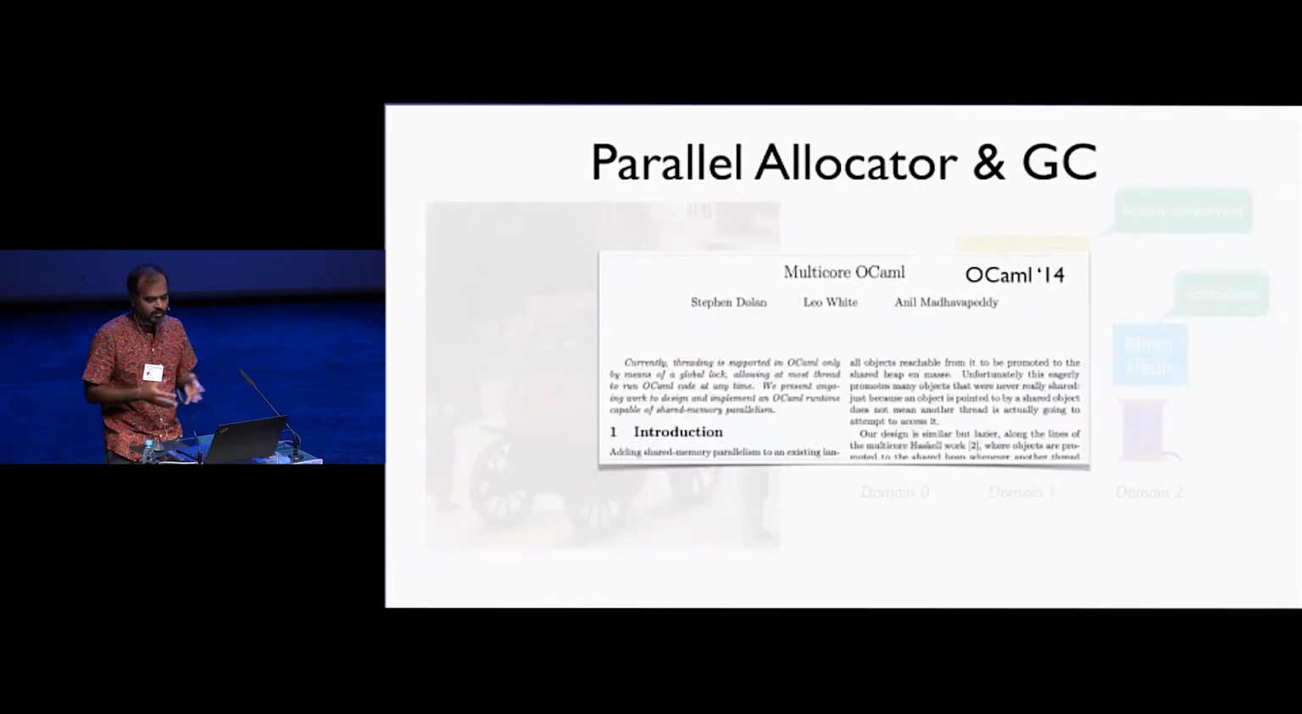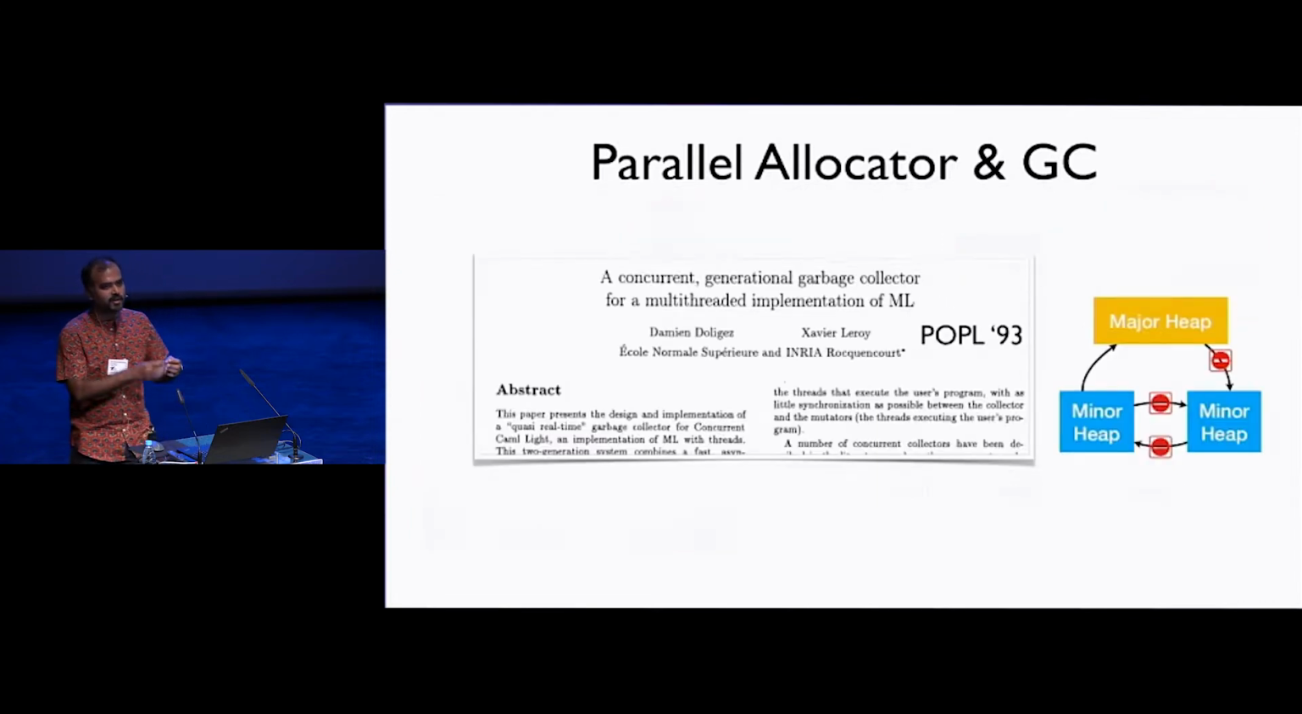So fairly quickly, we were able to bring one up, and we spoke about this experience in OCaml 2014. But we were actually building upon a large sequence of prior art. This is not novel at all. We didn't want to go for novelty. We wanted to go for something that just works. So Damien Doligez and Xavier Leroy, in their POPL 93 paper, had a concurrent and generational garbage collector design for their Concurrent Caml Light.